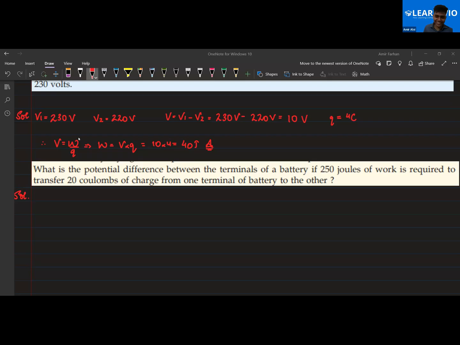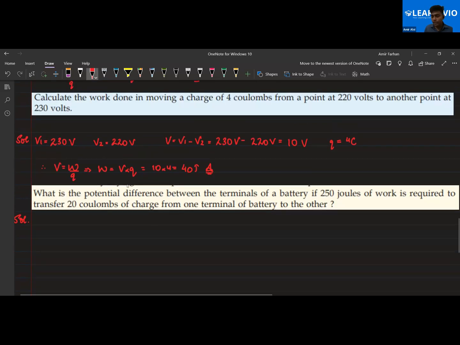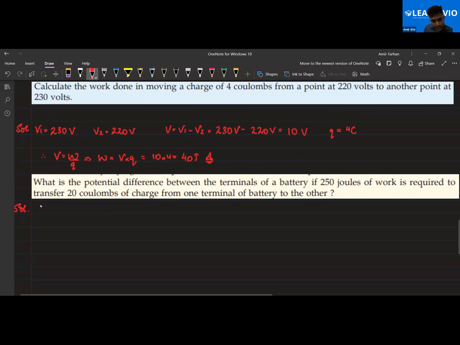The question is saying that the potential difference between the terminals of the battery is given to you. We need to calculate. If the work done is 250 volt, it means that the work done required to move a charge from one place to another is 250, and to transfer a charge that equals 20 coulomb.